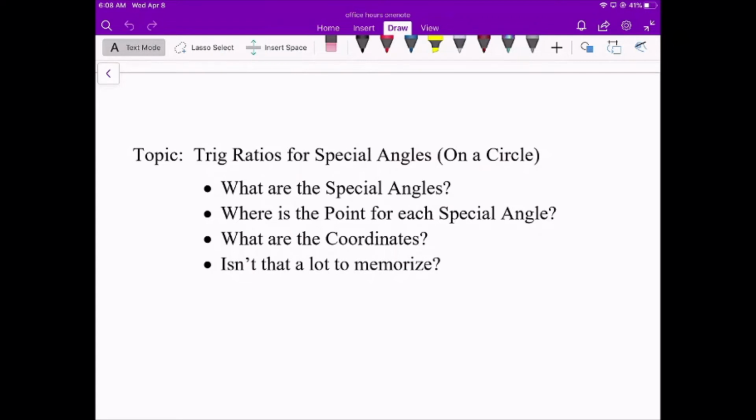Good morning. Topic for today is trig ratios for special angles, again on a circle. In order to do that, we will need each of these 4 bullet points. The last one is kind of the key. At first, it seems like this is a lot to memorize. It's really not so bad.